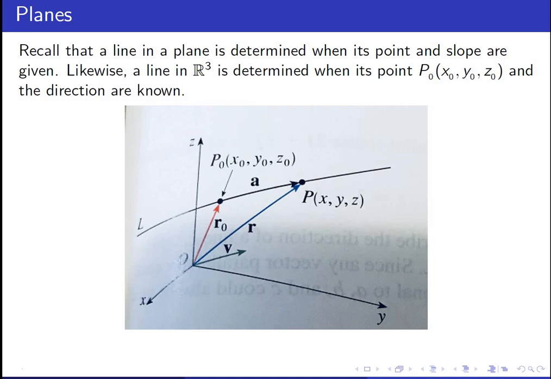Good day, students. As you all know, a line in the XY plane can be worked out if its point as well as the slope or the direction are given. The same applies in three-dimensional space, or R3, where we can work out an equation of a line when we know the point P0 given as (x0, y0, z0), and the direction. So if we know the point and the direction, we can also work out an equation of a line in three-dimensional space.